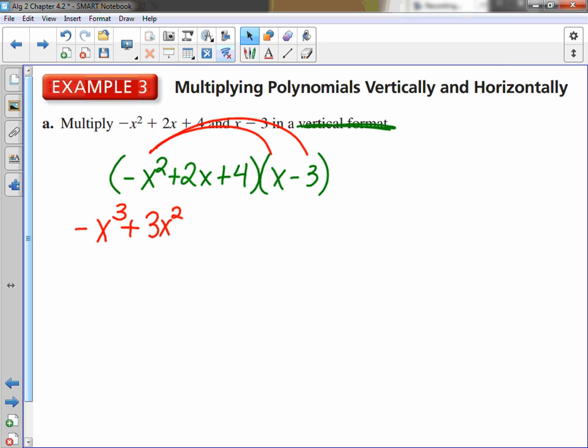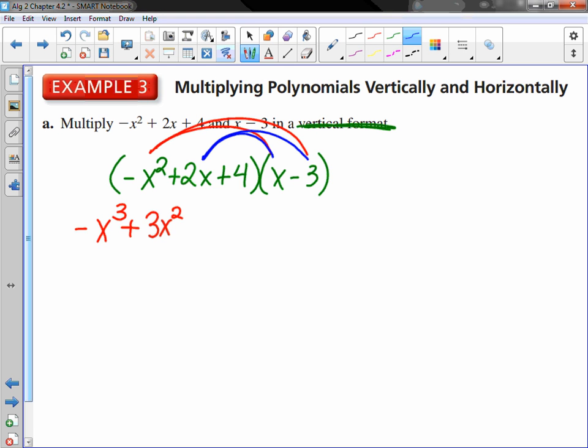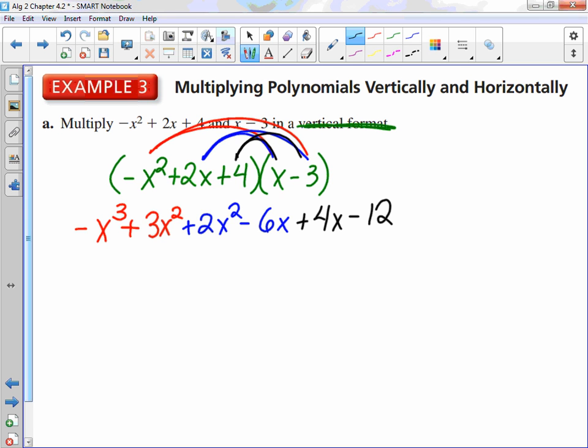Okay, we finished with that one. Positive 2x times x. We're going to do this here. So plus 2x squared. Now 2x times negative 3 would be negative 6x. And then our last one would be 4 times x and 4 times negative 3. Well, 4 times x would be plus 4x. And 4 times negative 3 would be negative 12. Any questions on this here so far? We good with all this here, yes?